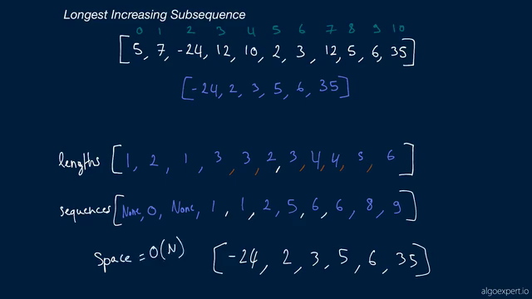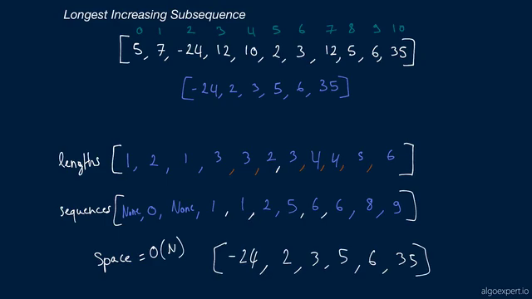Why O of n? And what does n represent? N represents the length of our input array. O of n, because we're building 2 arrays of the same length, n, as our input array. So O of 2n, drop the 2, O of n space.